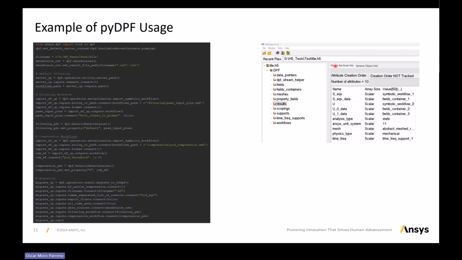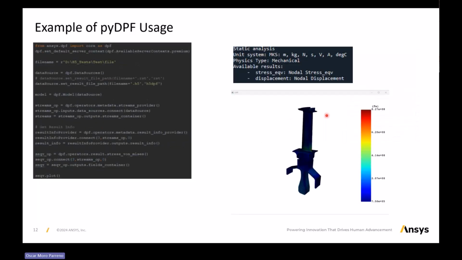So the generated HDF5 file, if we look at the results, it will have the equivalent stress and then displacement information. And in order to read this result file, you would read it just as you would from the RST file. You can ask for result info and you would see the different results that are available, and then you can also plot them as you would do from the RST file. You just need to specify that the key of the file is H5 DPF.